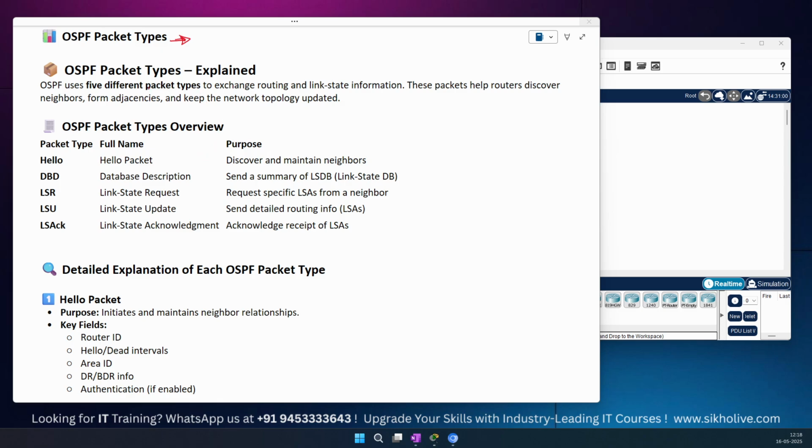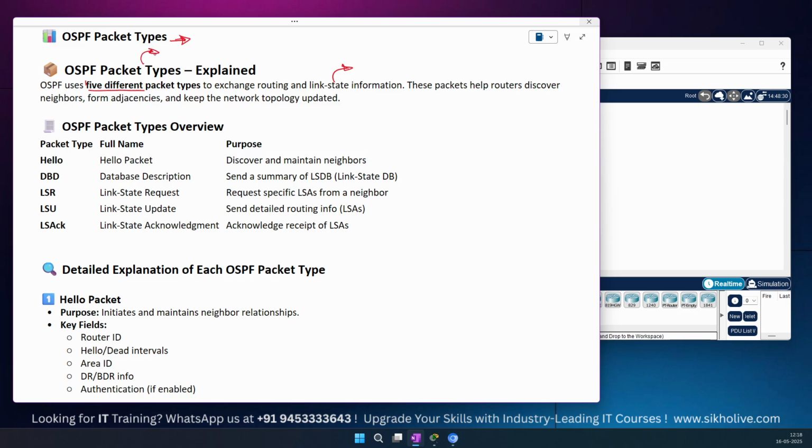So what are OSPF packet types? In the previous session we covered different components in OSPF, but in this session we will discuss the packet types. OSPF uses 5 different packet types to exchange routing and link state information, because OSPF is a link state routing protocol, and these packets help routers discover neighbors.